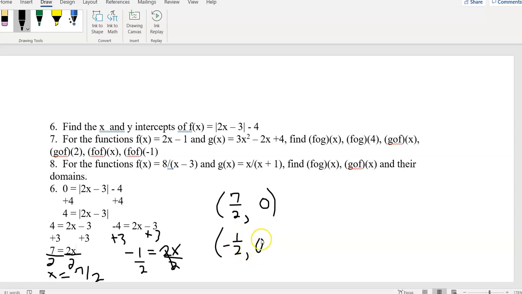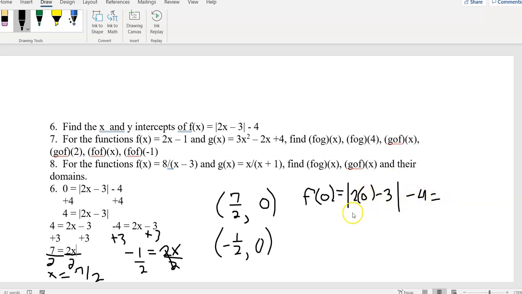Now let's get the y-intercepts for our function. To get a y-intercept, we're going to put 0 into x. So that's actually the easier thing to do. Let's just put a 0 into our x's. So we'll have the absolute value of 2 times 0 minus 3 minus 4. And let's just work this out.